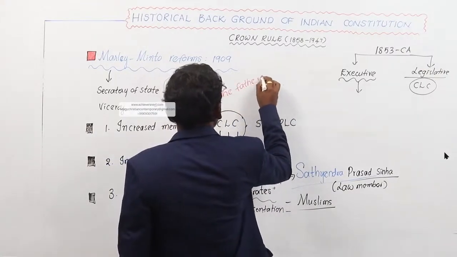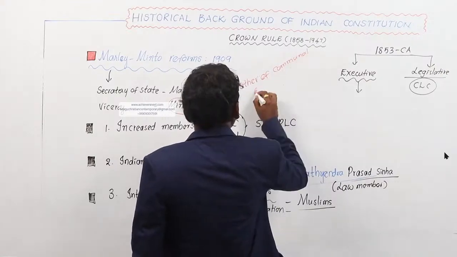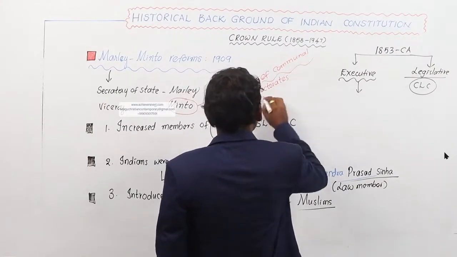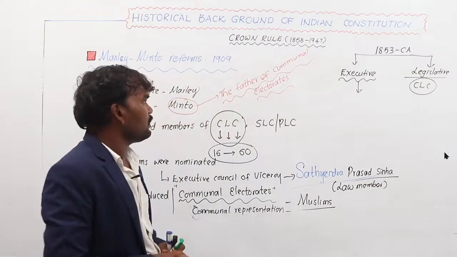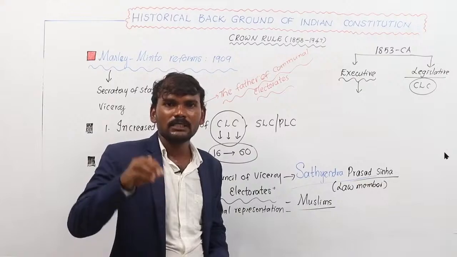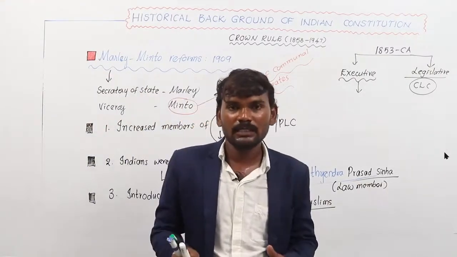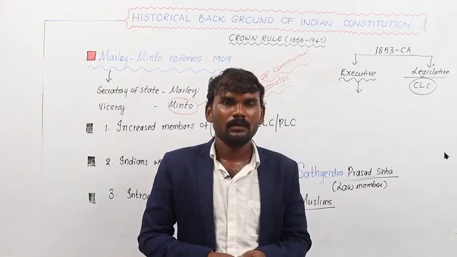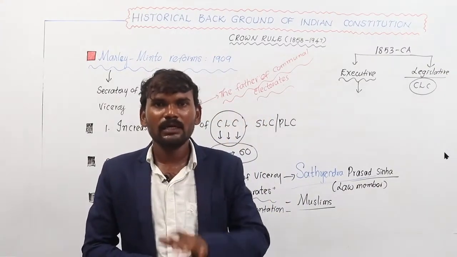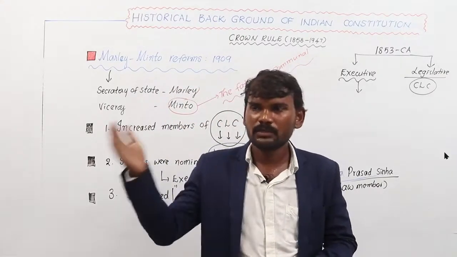The father of communal electorates, because he divided the Indian society into two parts on the grounds of religion. Hence, he laid the foundation stone to divide India into two countries, two dominions, on August 15th, 1947, on the grounds of religion. As per the Mountbatten Plan adopted on June 3rd, 1947, India was divided into two dominion states on the grounds of Muslim and Hindu.